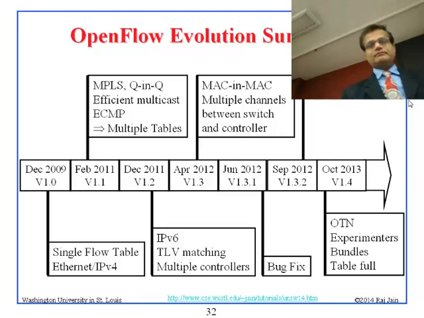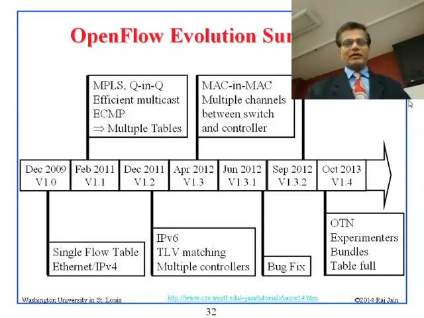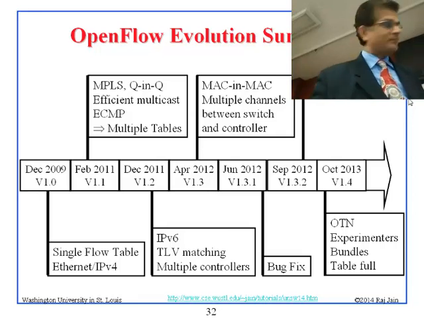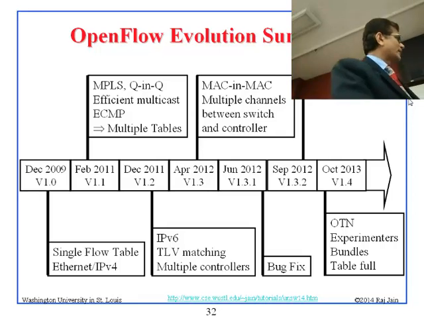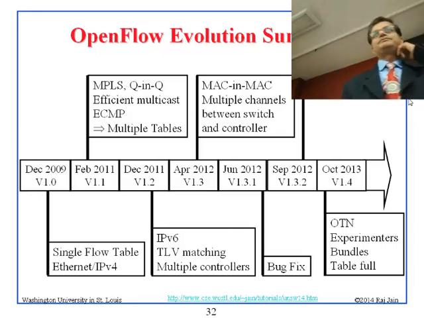All right. That summarizes the whole development and evolution of OpenFlow. As you can see, starting from 2009, version 1.0, 1.1 in 2011, and so on and so forth, all the way to 1.4. The two versions I didn't talk about are 1.3.1 and 1.3.2. Those were big bug fixes. Other than that, we talked about most of them.